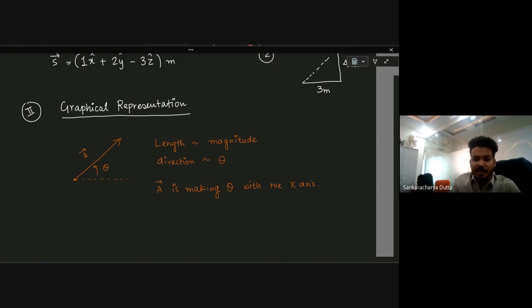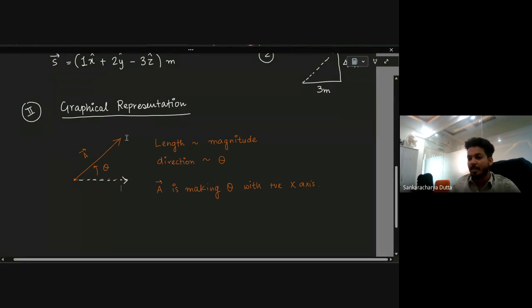Here you can see this is essentially the positive x direction, and the angle a vector is making with the positive x-axis is given by theta. I hope this makes sense. This is the graphical representation of vector quantities. If you have any doubt, feel free to ask.